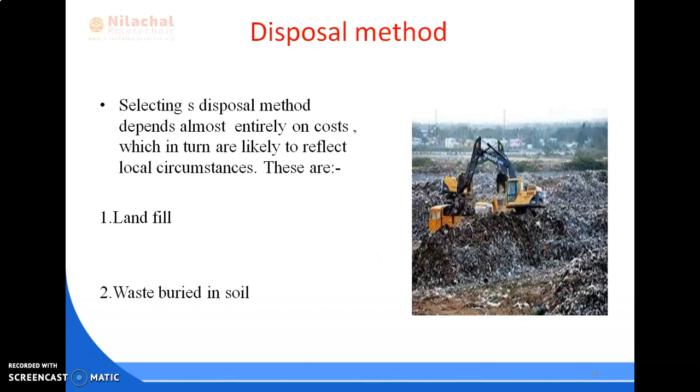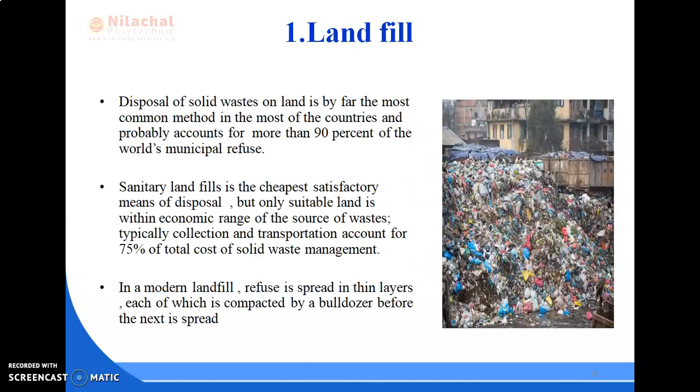Then there are different disposal methods. Selecting a disposal method depends almost entirely on cost, which in turn is likely to reflect local circumstances. So these disposal methods are basically of landfill type and waste buried in soil type. So let us discuss the first one, landfill.